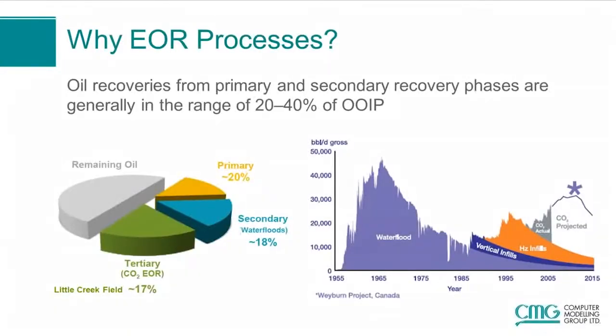Why enhanced oil recovery processes? The oil recoveries from primary and secondary recovery phases are generally in the range of 20 to 40% of original oil in place. Therefore, we have a huge amount of oil remaining in the reservoir. So the techniques that we apply to produce this remaining oil are called enhanced oil recovery processes. Here you will see two examples where we are producing the remaining oil in the reservoir with tertiary or EOR techniques.